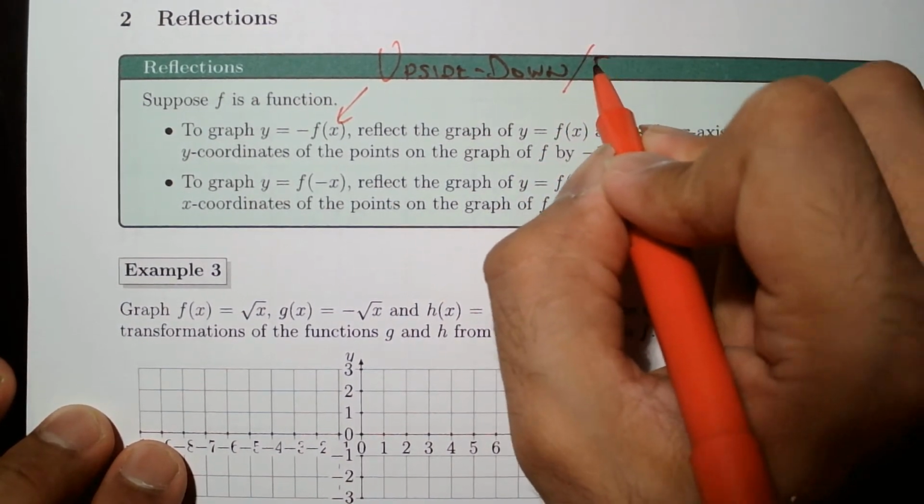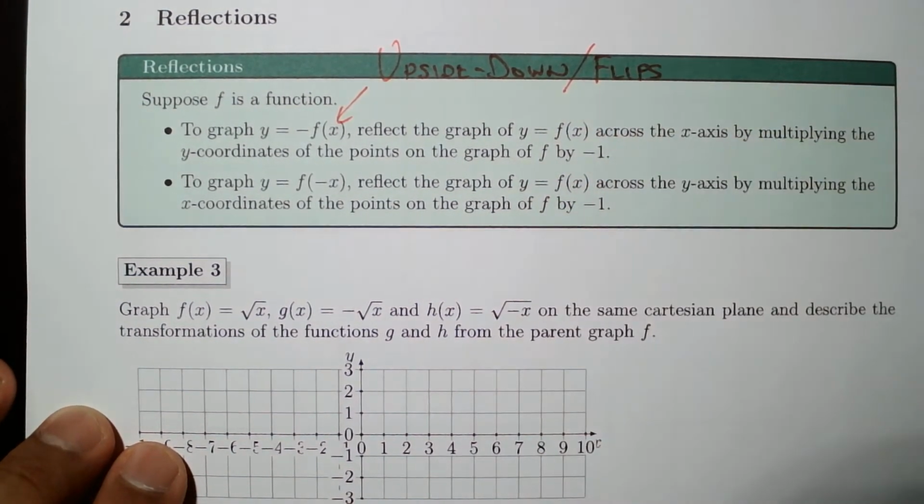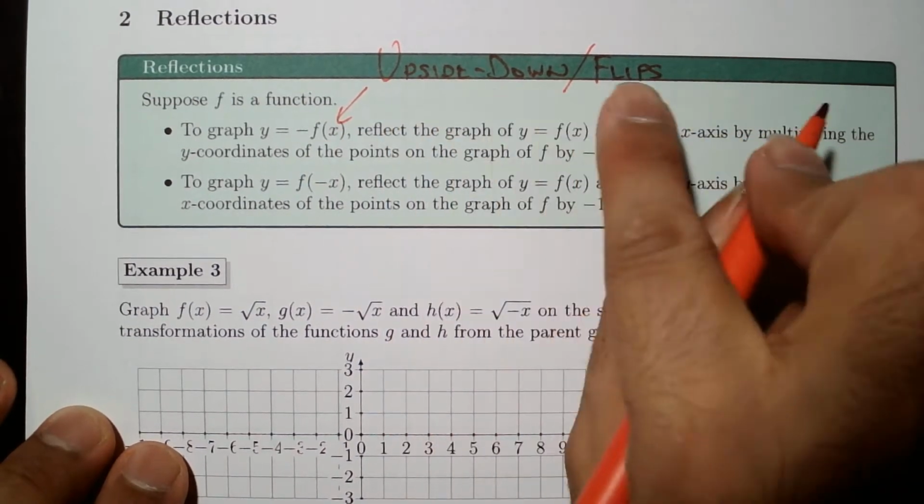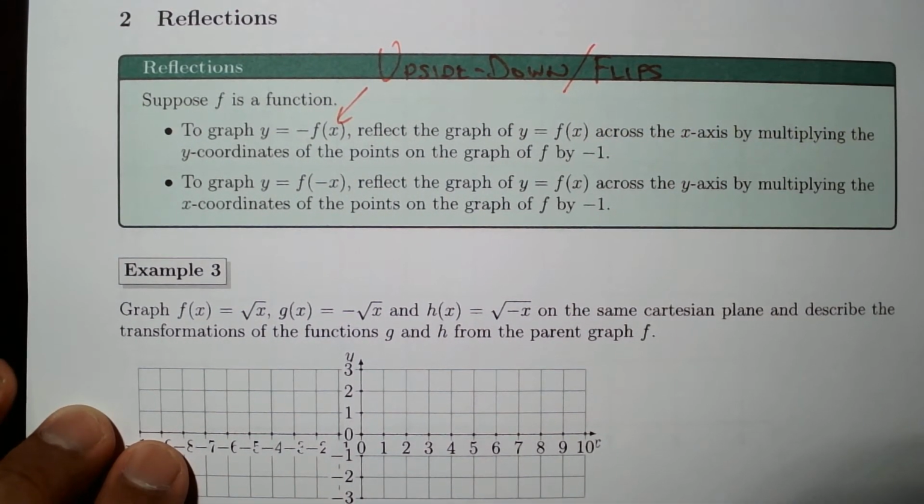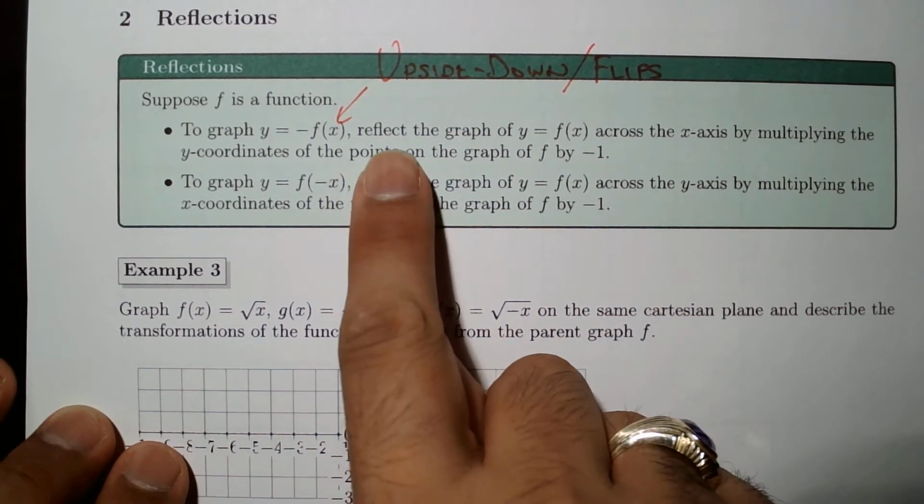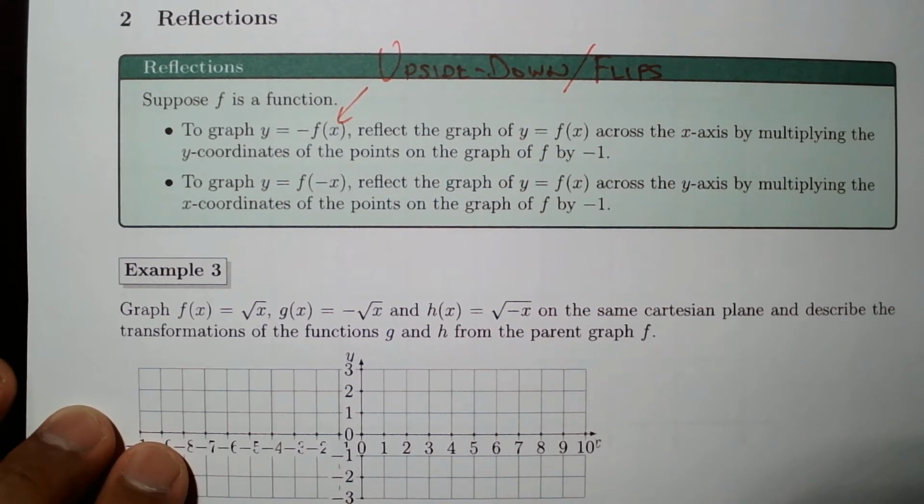Or flips. Okay, this is how we typically say it in plain English rather than in the mathematical or academic vocabulary. So that's how we typically do it. But the correct way is reflect across the x-axis.